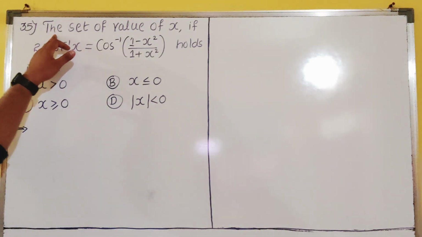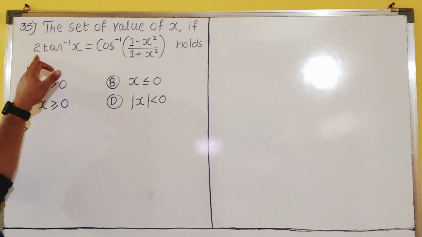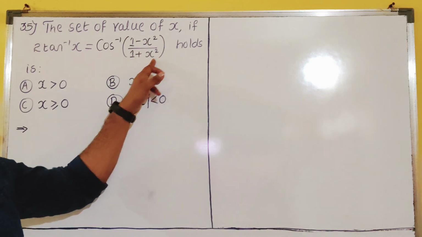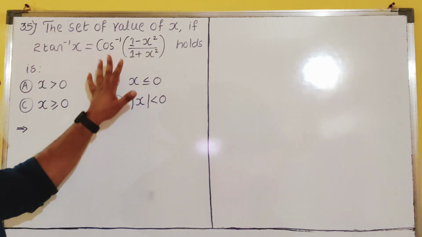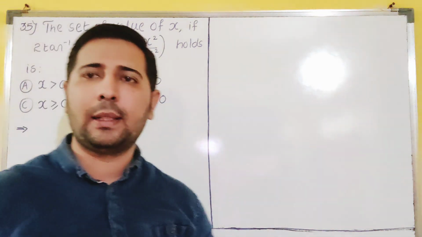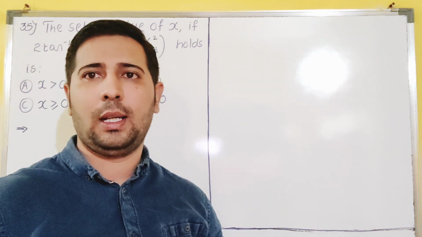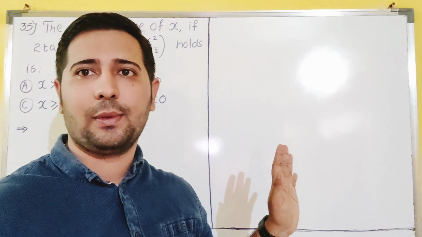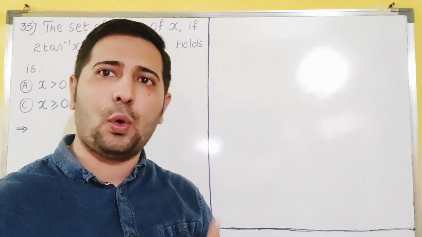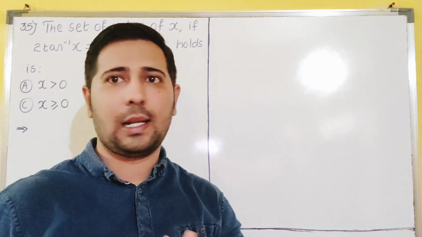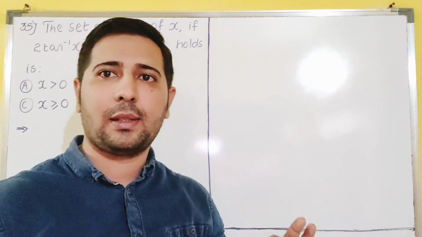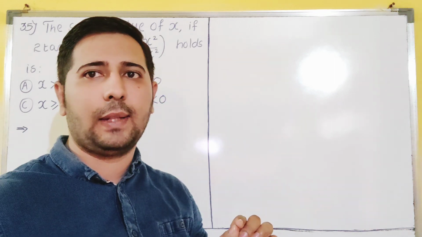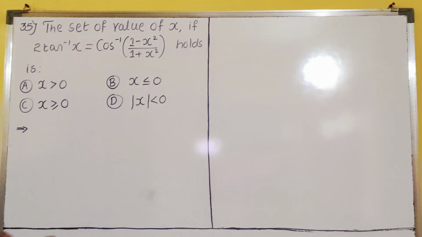Question number 35. The set of values of x for which 2 tan inverse x is equal to cos inverse of 1 minus x square divided by 1 plus x square holds is. These are the options they have given. Which one do you have to pick? We will see, dear students. As you know, many teachers will not teach these type of questions in class, especially where x holds. This is not there in your classes. At most 90% of teachers will not teach this one. So please see how to solve this one, and if you are not getting it you can comment to me also.